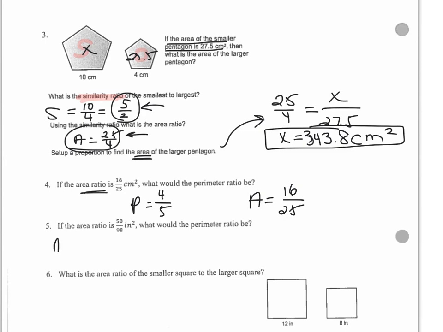So now it says if my area ratio is 50 over 98, what's the perimeter ratio? What do you notice? What's the issue about this problem? Why is number 5 not as easy as number 4? Well, they're not perfect squares. So when they're not perfect squares, I'm trying to trick you, which means this fraction can be simplified. If I simplify 50 over 98, 2 goes into both, right? So 50 divided by 2 is 25. 98 divided by 2 is 49. I'm now going to square root both of those. I get 5 over 7. That's my perimeter ratio, which is the same thing as my similarity ratio.